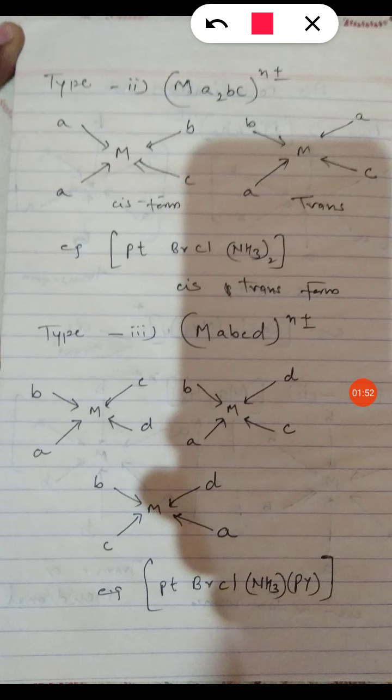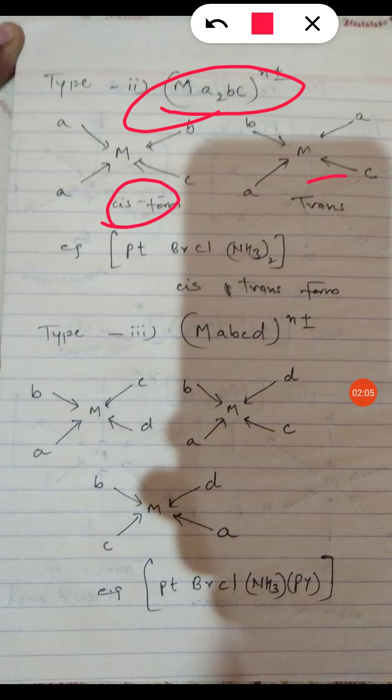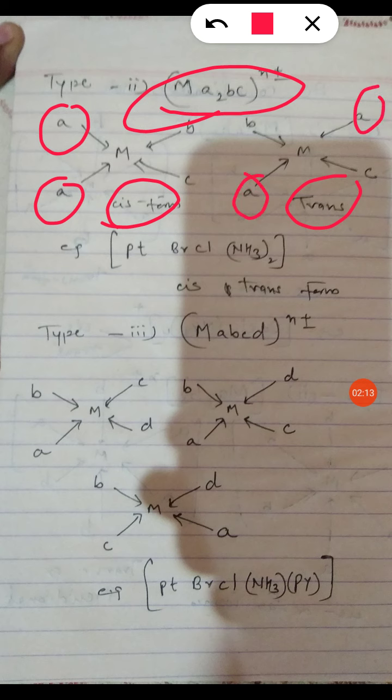Now the second type, that is Ma2BC. Again here 4 ligands, A2BC. They are arranged in the form of cis as well as trans. See here, I have written M, the metal, coordinate bonded with AA on the same side. Here AA are on the diagonal. So same side means cis, opposite side means trans. That is also explained here with an example.